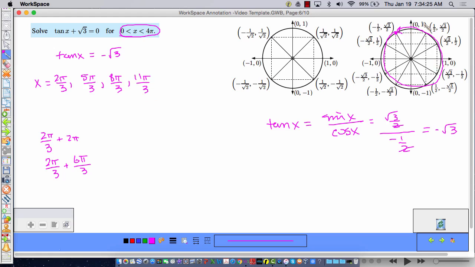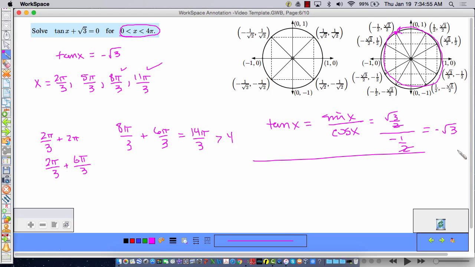How do you know when you're done? Well, you either keep track as you go around the unit circle, or you realize that 11 pi over 3 is very close to 4 pi, and 8 pi over 3 is kind of close. But if I travel, let's just say the smallest one, if I add 6 pi over 3, then I'm at 14 pi over 3. And 14 divided by 3 is certainly greater than 4. So you know that these two are going to be the last two solutions that work in your domain.